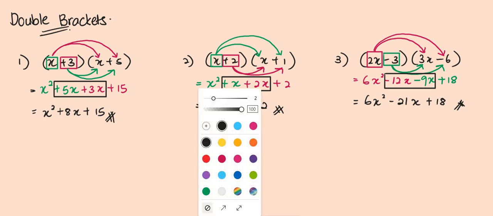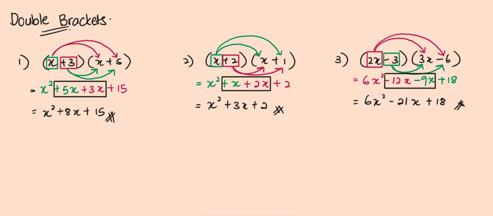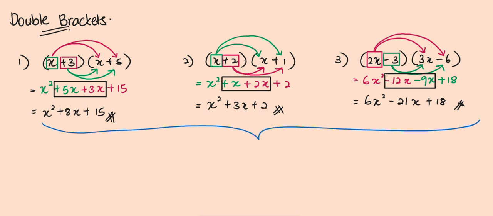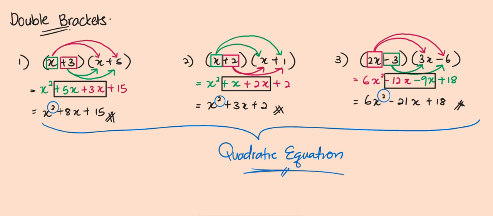Now, before we end the class, I just want to tell you that in all of these three equations, as you can see, the power of x is 2. The highest power of x is 2. This is called a quadratic equation. So whenever you're breaking double brackets, the equation you end up with is a quadratic equation. And whenever you're breaking a single linear bracket, you have a linear equation. That's all.